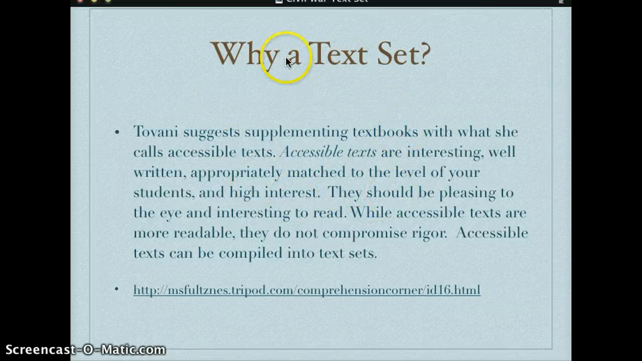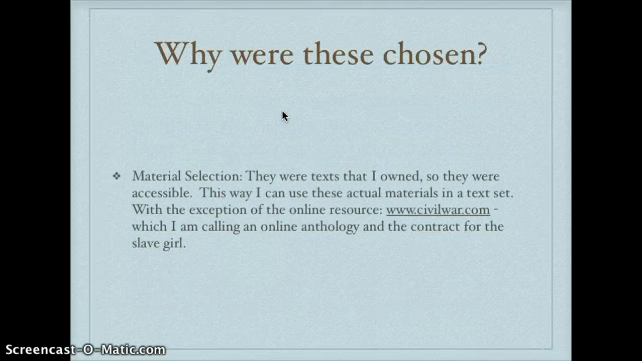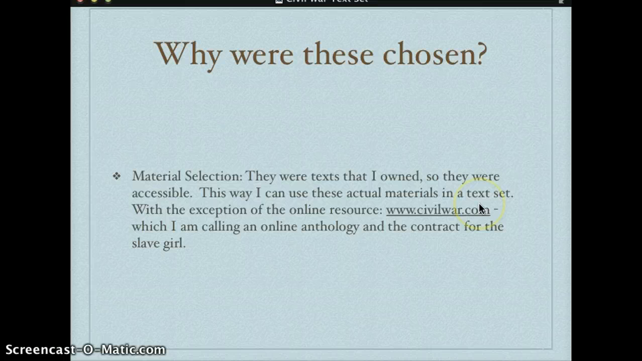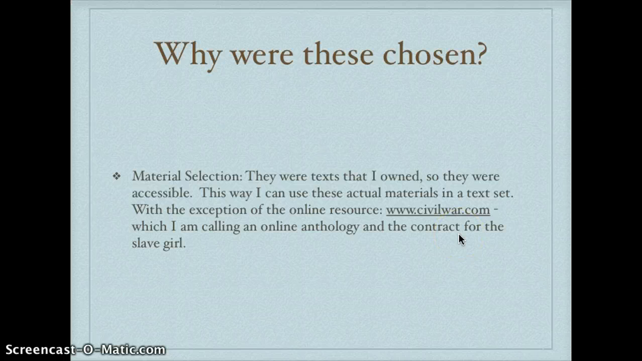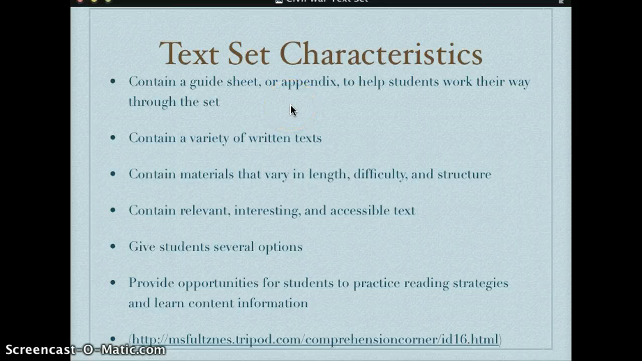Here, accessible texts is the concept that I wanted to highlight, which is also one of the reasons why I chose what I did choose, because they were accessible and they were things that I already had. These were actual materials that I had, with the exception of the Civil War online anthology, as I'm calling it, and the contract for the slave girl that's pertinent as a primary artifact. In this case, the guide sheet would be the material sheets and my assessment sheet and my evaluation sheet.